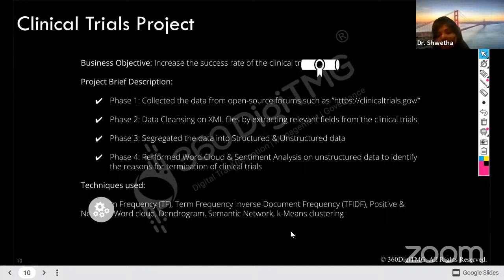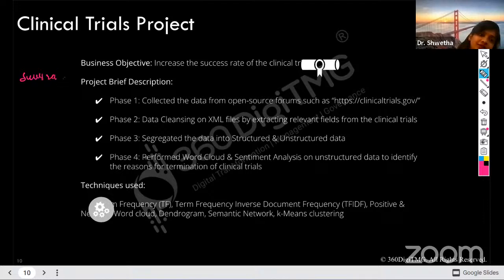Now, overall, the objective for this project would be to increase the success rates of the clinical trials. Why are we doing this project? We want to increase the success rate of the trials. So we are analyzing the past data, like why some of the trials were stopped in mid. So our business understanding would be that we want to increase the success rate of the clinical trials.